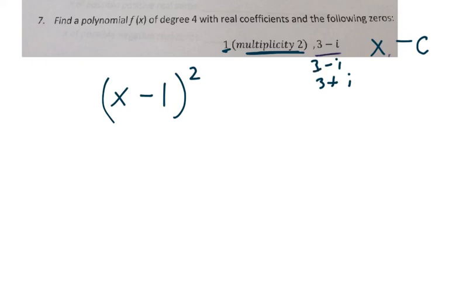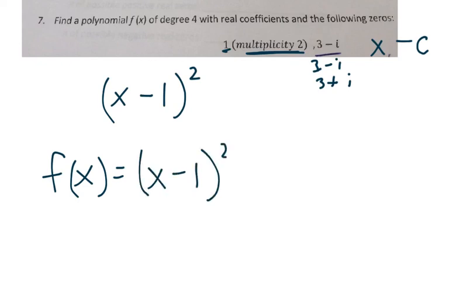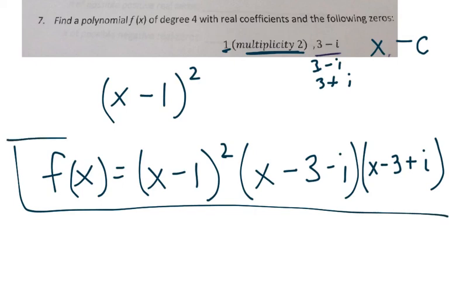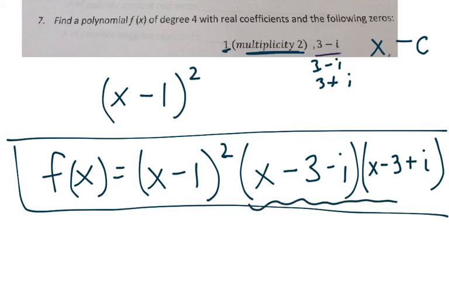So that gives us our factors for this 4th degree polynomial: f of x equals x minus 1 squared times x minus 3 minus i times x minus 3 plus i. Hopefully this should be sufficient. I believe my math lab will take this. If not, you'll have to multiply it out. Remember, when we multiply these two things together, some funky stuff happens and some things go away. Then you can multiply what you get from that times x minus 1 squared.